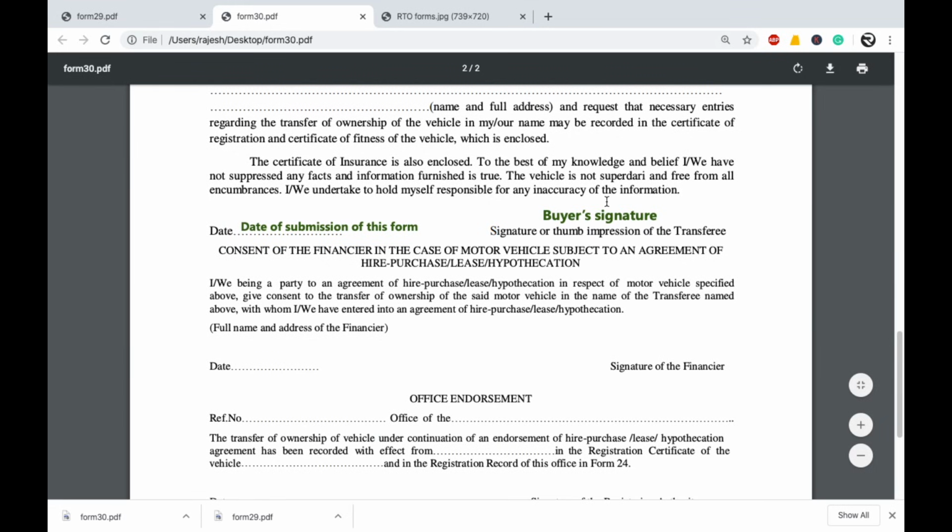See, here in second part, the buyer has to sign here. On left hand side mention the date on which you are submitting this form. If your vehicle is in finance, then here financier has to sign here. Otherwise just leave this field blank.